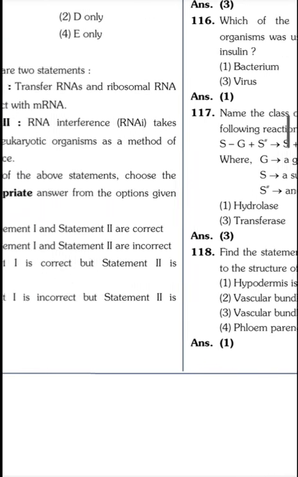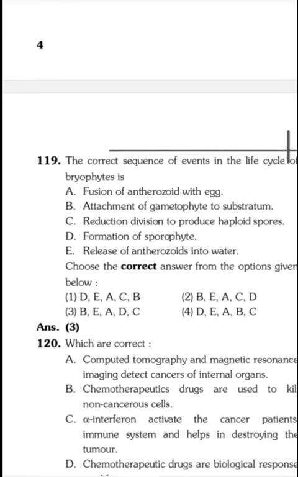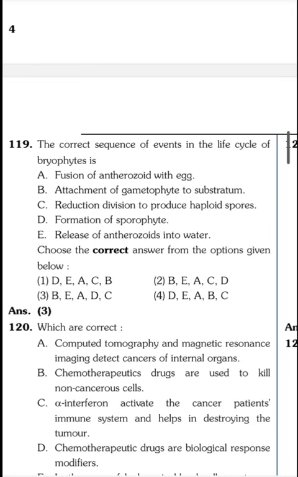Hypodermis is parenchymatous. So the next one: the correct sequence of events in the life cycle of bryophytes is. We have to arrange it in a proper sequence. You know that gametophytic generation is dominant and sporophytic generation is recessive. So let us look into how they are arranged. Fusion of antherozoid with egg, attachment of gametophyte to substratum, reduction division to produce haploid spores, formation of sporophyte, release of antherozoids into water. We have to arrange this in the proper sequence.